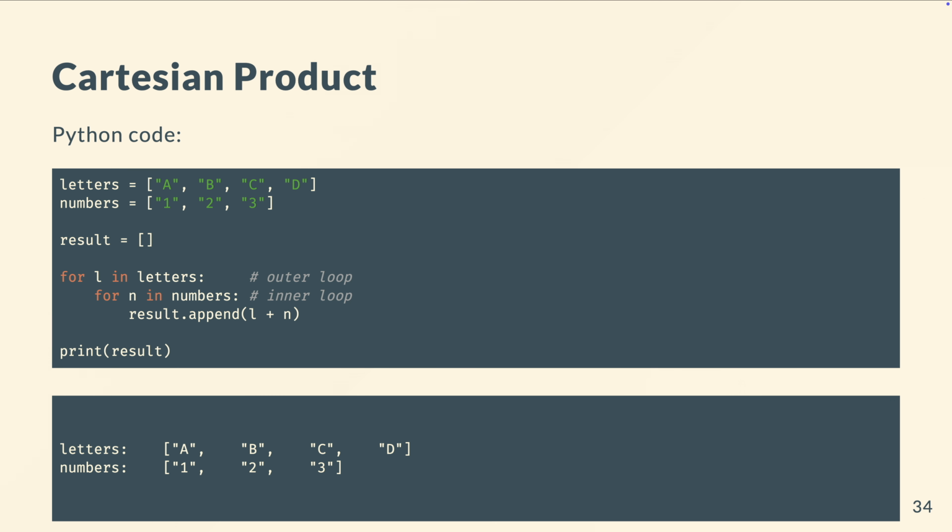Let's trace the variables. There are 2 lists, letters and numbers. Letters has 4 strings, and numbers has 3 strings. There will be 4 times 3 combinations, which is 12. The outer loop uses L to traverse the letters. L starts at A. The inner loop uses N to traverse the numbers. N starts at 1. We combine the letter and number and get string A1. Append A1 to result. L stays at A, and N moves to 2. We append A2. N moves to 3, and we append A3.